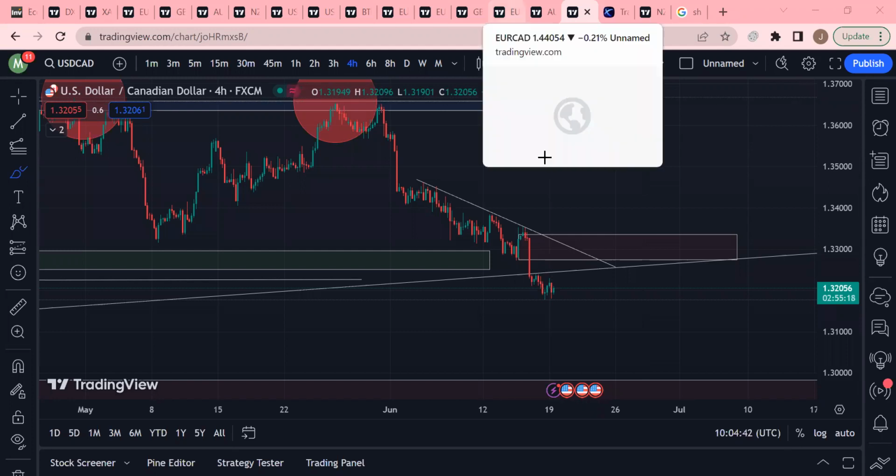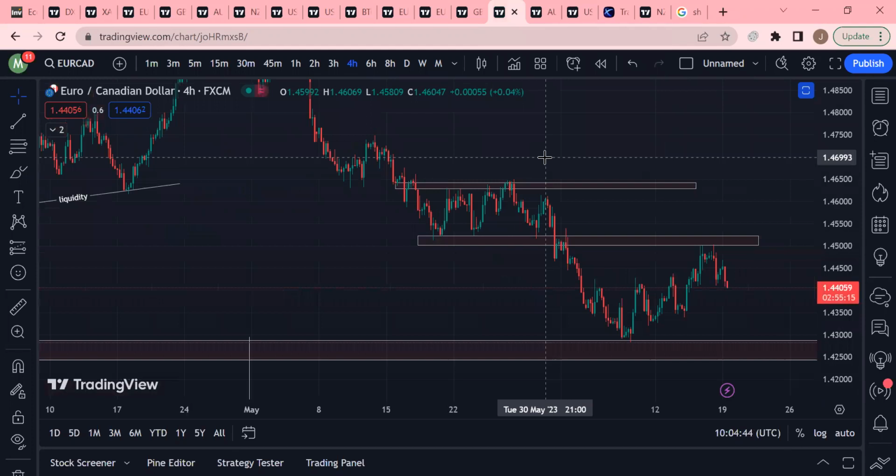The first one I'm looking at, oh well, it's running already. The first one I'm looking at, we're using those confluences I mentioned from the USD CAD video, will be EURCAD. This is the best of the best I could find today.